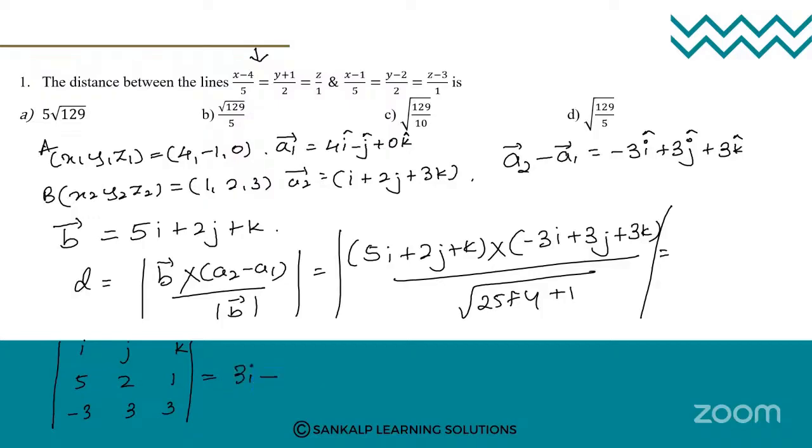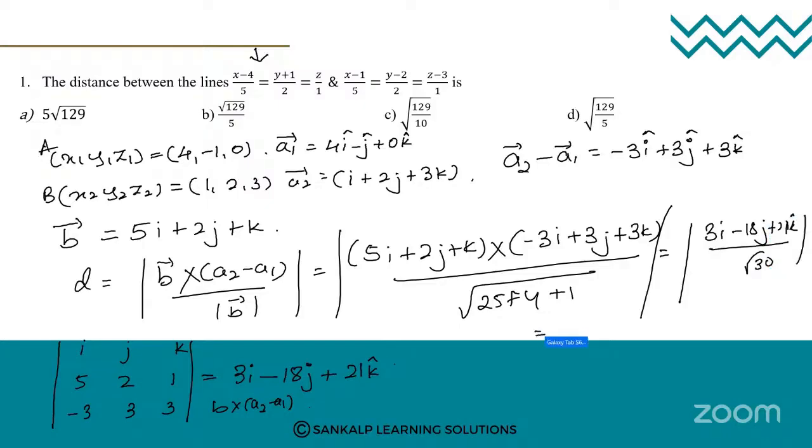5 into 3 is 15. Minus of minus plus 18J, plus K into 5 into 3 is 15, 15 plus 6, 21K. So this is the cross product of what? B cross A2 minus A1. So now it is 3I minus 18J plus 21K divided by root 30.